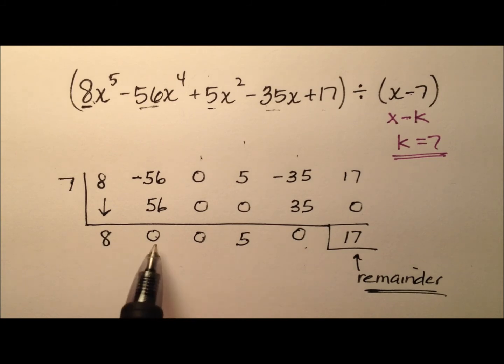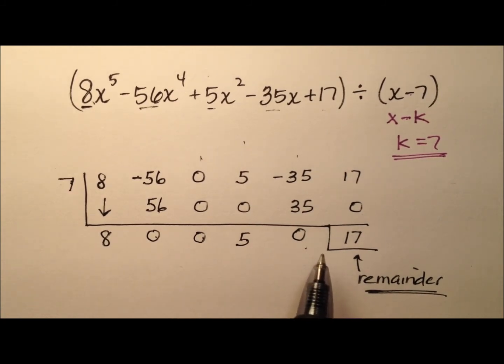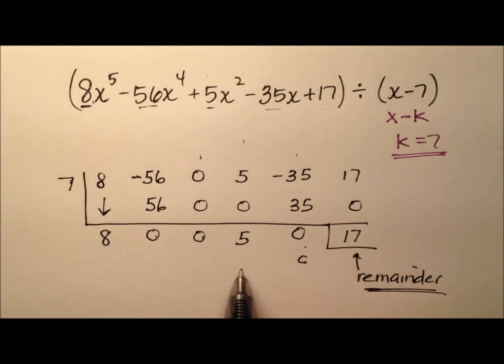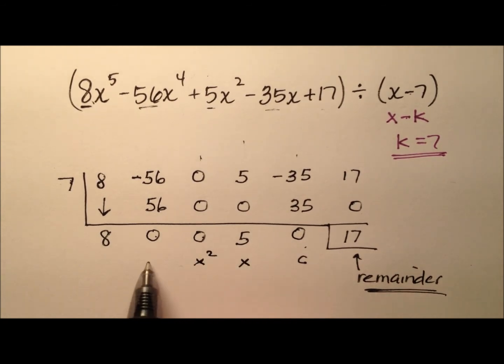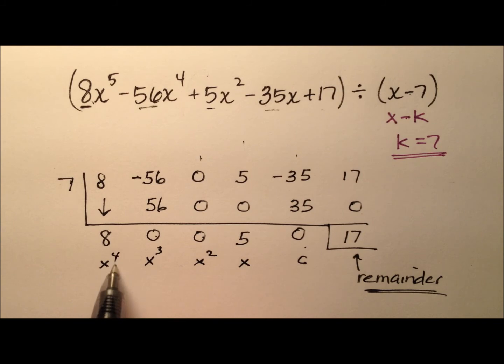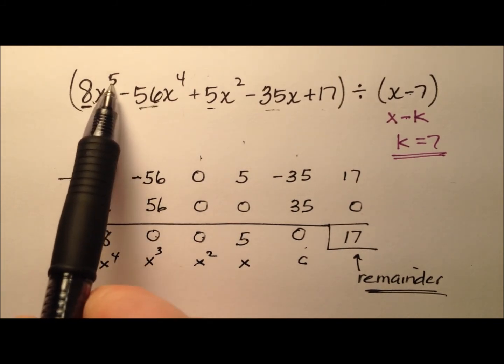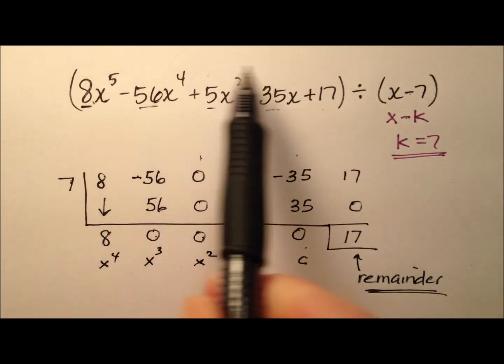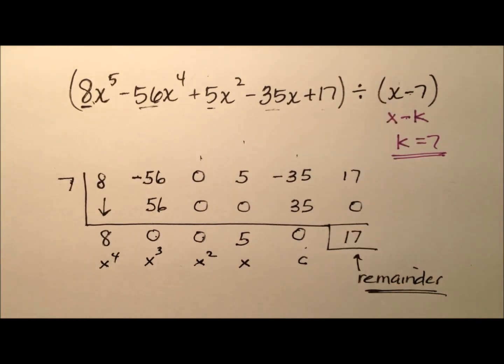All right? Well, again, we have a lot of zeros here, don't we? Okay, so let's build this back up. This is my constant, my linear term, my quadratic term, my cubic, and my quartic, so x to the 4th. But we kind of knew that because I had an x to the 5th for my leading term, and I was dividing by a linear binomial, so 5 minus 1 is 4.